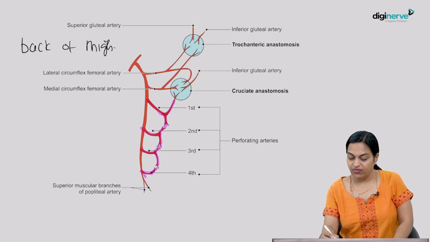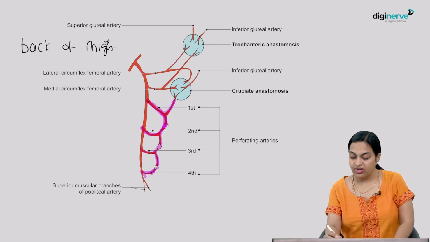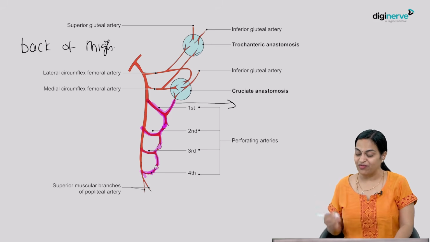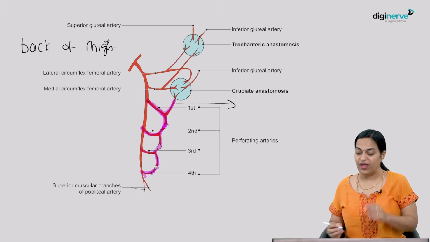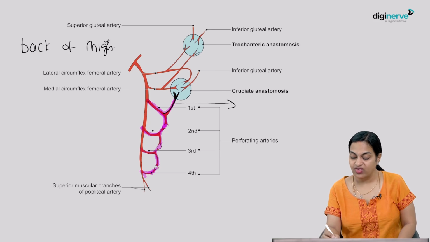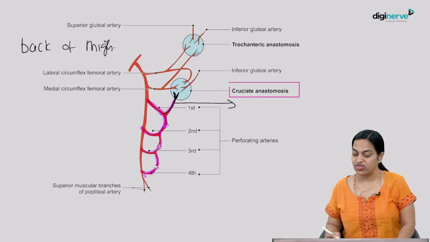For example, if you take the first perforator, you can see it dividing into the ascending branch and descending branch. The descending branch of the first perforator is anastomosing with the ascending branch of the second perforator and so on, right? Now this ascending branch of the first perforator, these are all MCQs for you. The ascending branch of the first perforator is going to contribute to the cruciate anastomosis. What is this cruciate anastomosis?